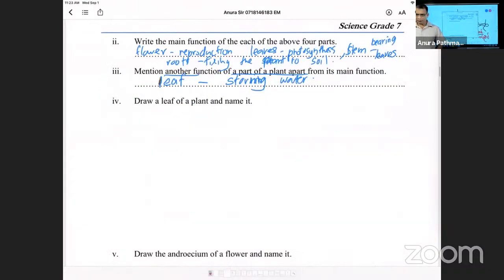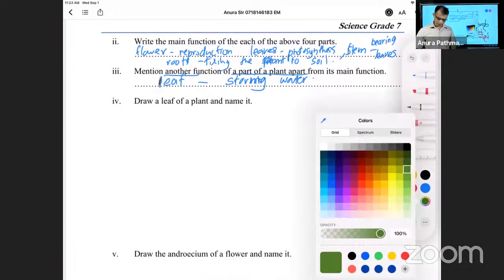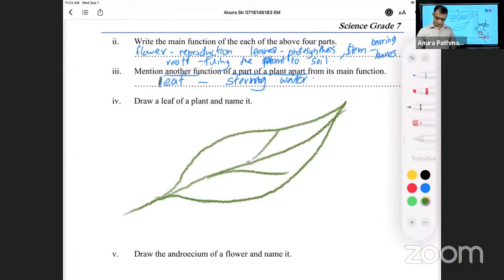Draw a leaf of a plant and name it. I just gave you lots of things from this unit because I am thinking of having another one with the rest of the parts. Okay, let's draw a plant leaf. Shall we? Yes, sir. This is the plant leaf. Right. And then the midrib.